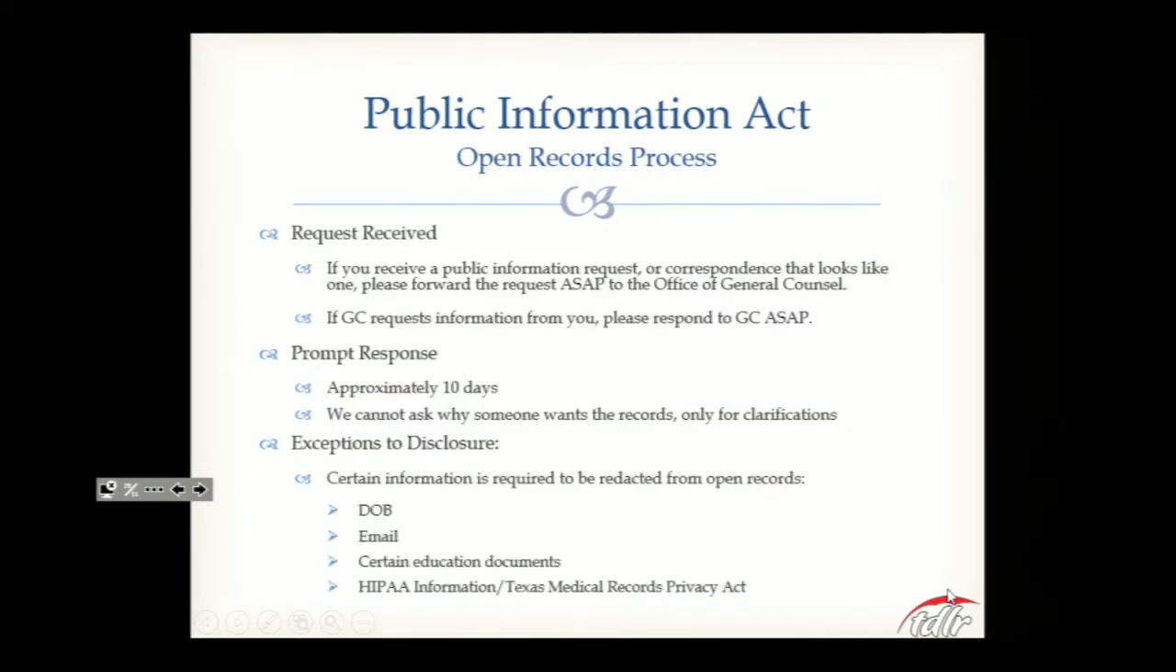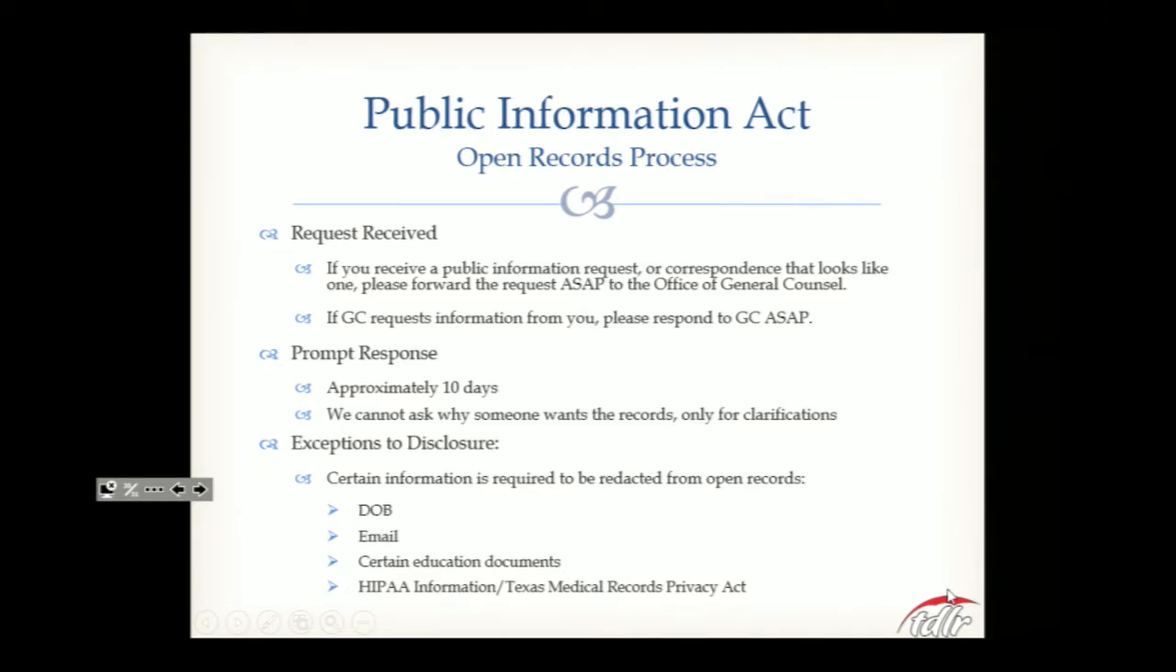So do us a favor, if you get some kind of correspondence or even a phone call that looks like it might be an open records request, a request for information that you have on maybe a TDLR device, maybe an iPad, maybe a request for some texts you've sent to another board member, please call the Office of General Counsel here at TDLR. Let us know about it, and we have a team that processes those open records requests.